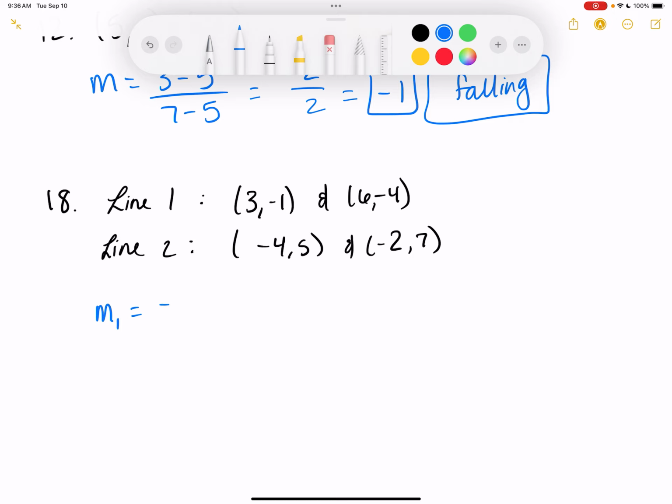Negative 4 plus 1 over 6 minus 3. And what slope does that give me? I got negative 1. Yeah, negative 3 over 3, which is negative 1. Somebody else do the slope of line 2. 7 minus 5 over negative 2 plus 4, 2 over 2, which is 1, the opposite reciprocal, so they're perpendicular.